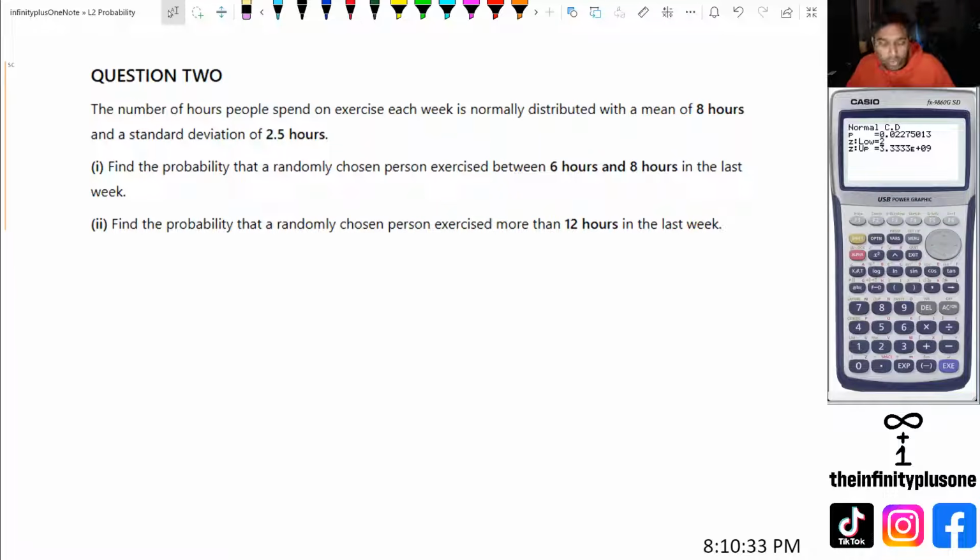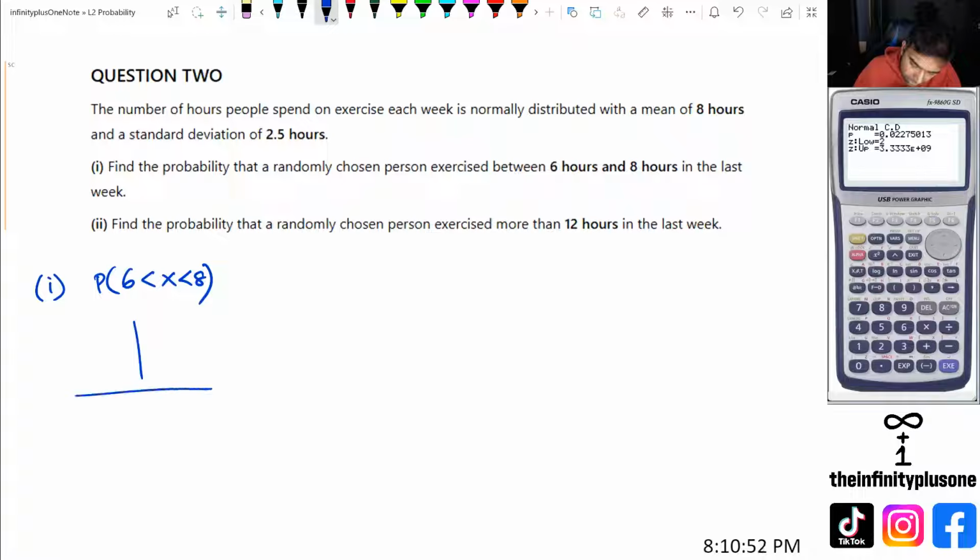All right, so I'm going to go through question 2 now. So part 1, what we've got is we're looking for the probability of between 6 to 8 hours. All right, and what we're going to do is draw a little diagram. Our mean is 8, and because it's 6, that's going to be here, and our probability is between the 6 to 8. That's what we're looking for.